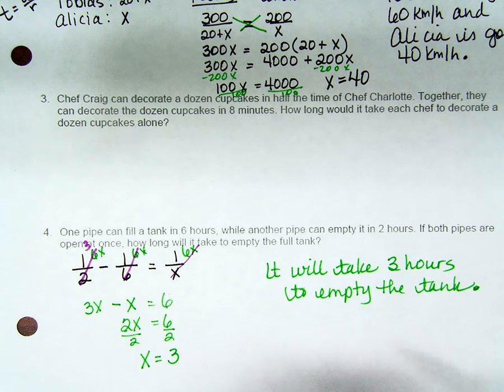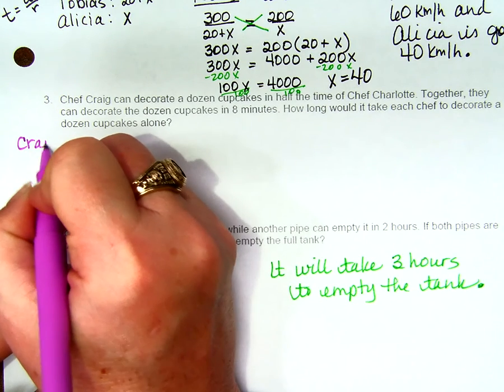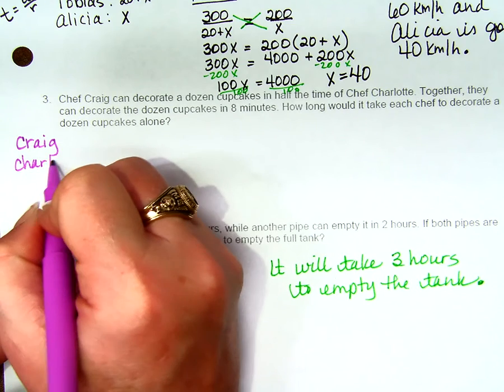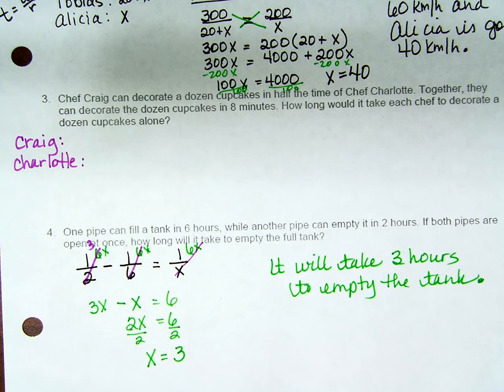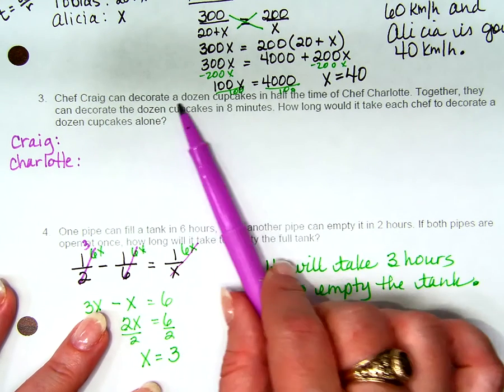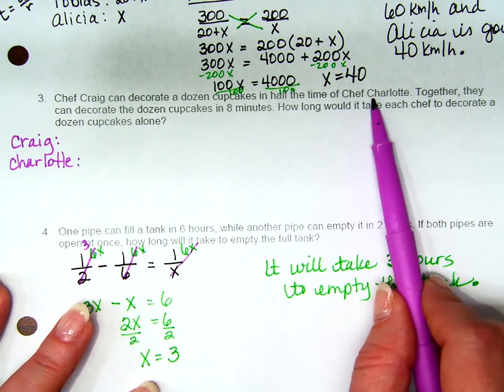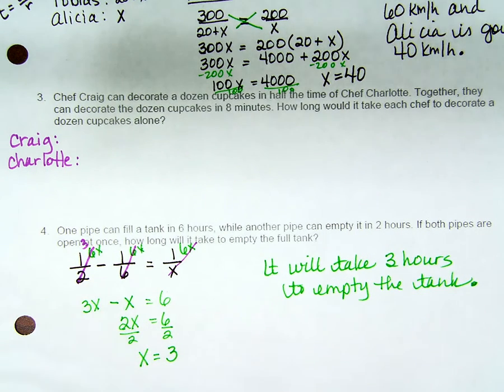So we need to do a little bit of work though. How long does it take Craig, or how long does it take Charlotte? Craig can decorate the cupcakes in half the time as Charlotte. So we have 2 choices here, don't we? Okay? We can make Craig X or we can make Charlotte X. It really depends on if you want to have to deal with a fraction inside a fraction or not.